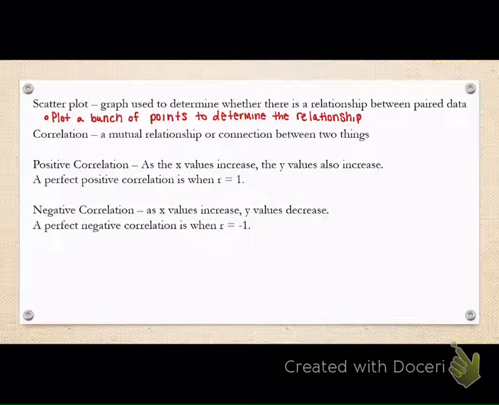If it's going uphill, it'll be a positive correlation. If it's going downhill, it'll be a negative correlation. If the data just looks like it's scattered everywhere, that's no correlation.